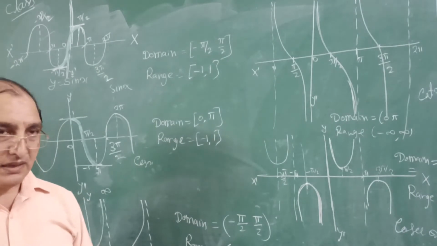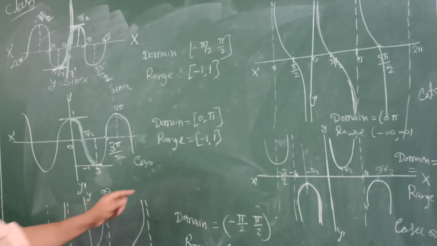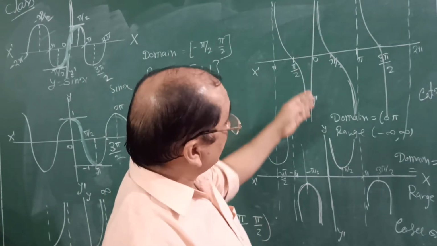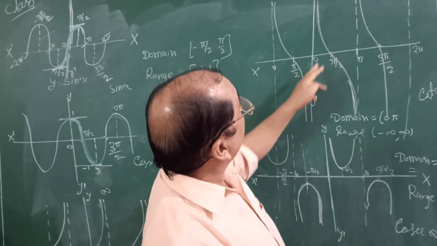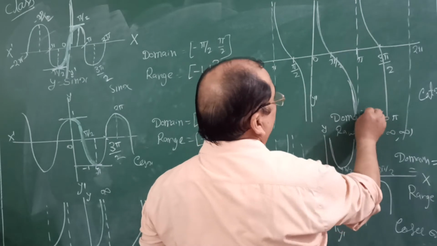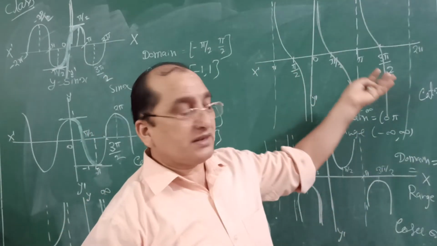After tan, this is cot, and cot is the reciprocal of tan. We know that tan 90 is infinity, but cot 90 is 0, and cot 0 equals infinity. So cot goes from infinity to minus infinity, and the graph will come in this pattern.